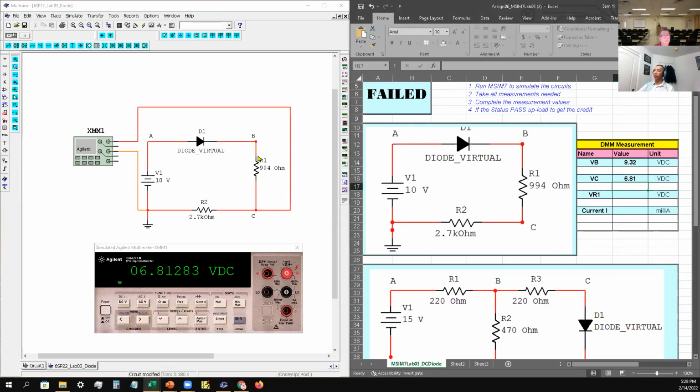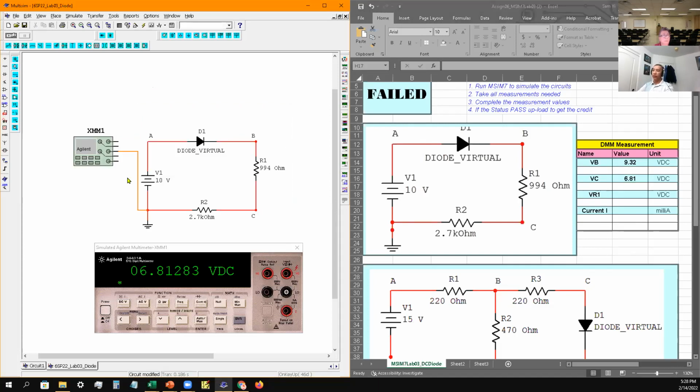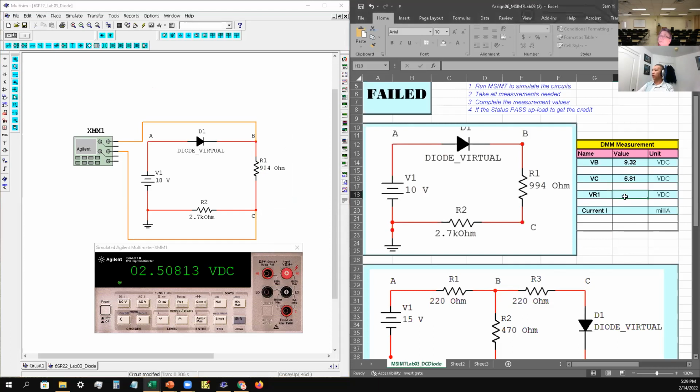Okay. And now they want VR1. So R1 is right here. I disconnect this wire here, disconnect here, and run my high to point B. So R1 exists between B and C, so the other side of my connection should be to point C. Okay, turn on my simulation. And that's my value for VR1, 2.50 or 2.51, it's up to you.